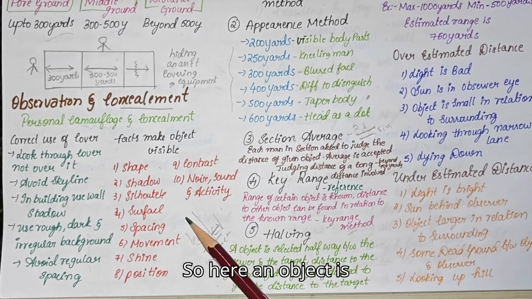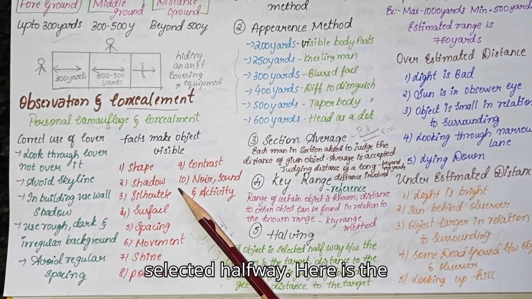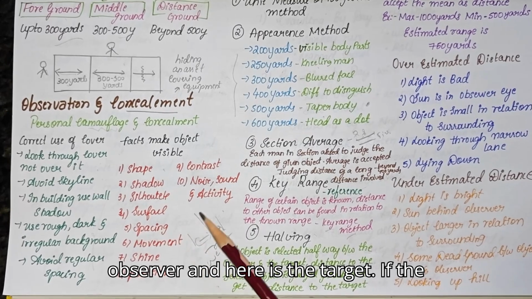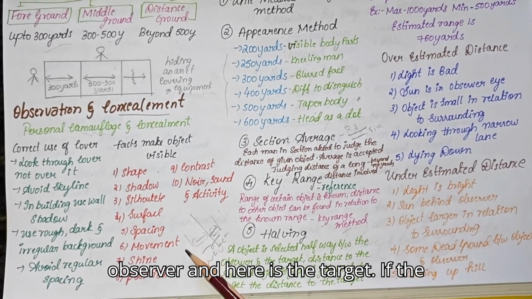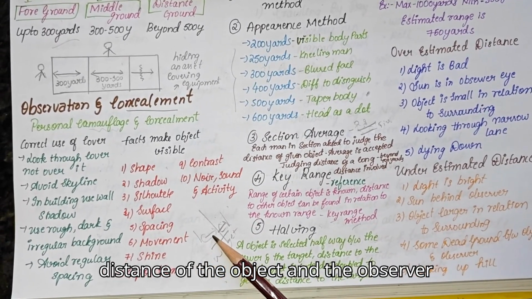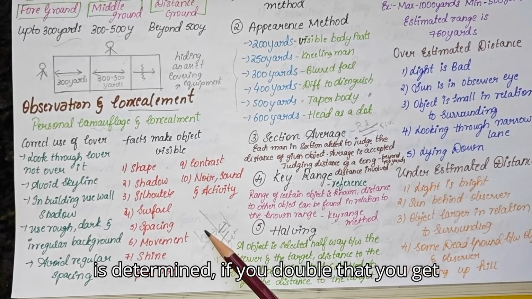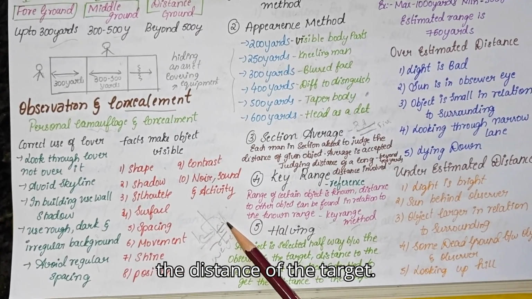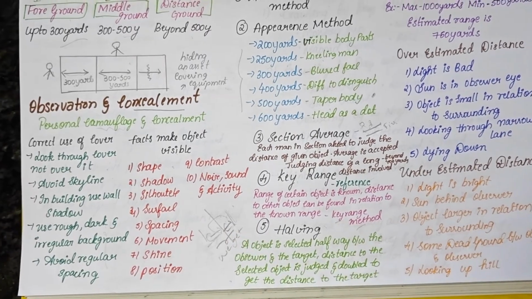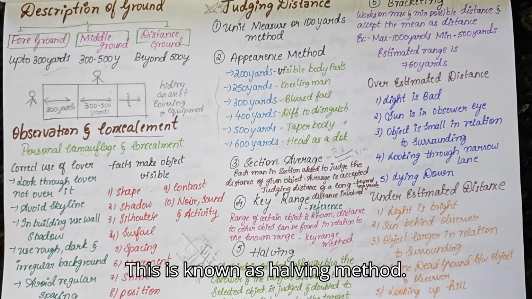So here an object is selected halfway. Here is the observer and here is the target. If the distance between the object and the observer is determined, and you double that, you get the distance of the target. This is known as the halving method.